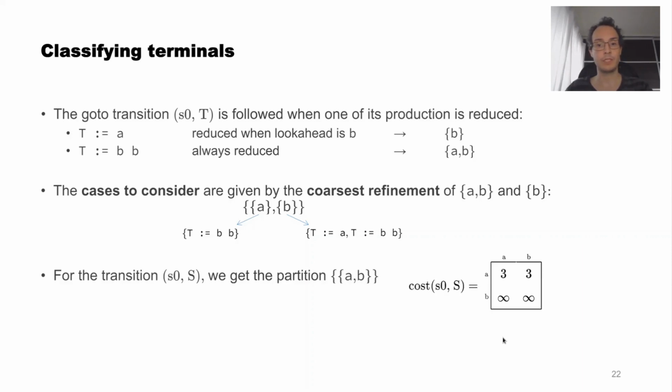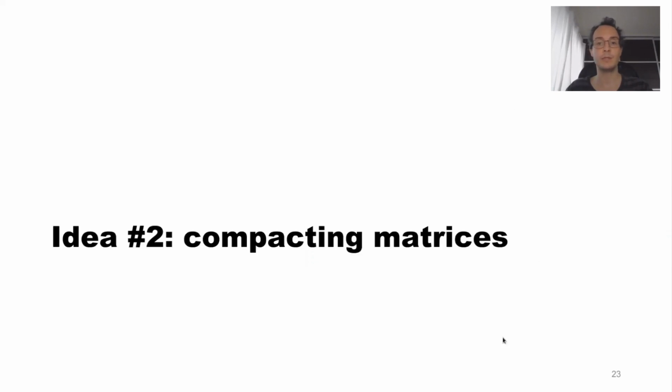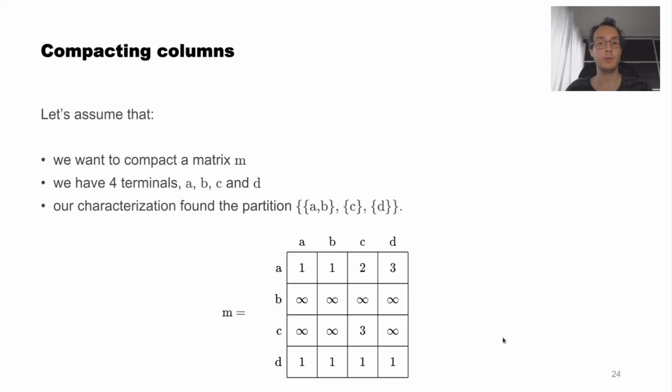This is sound with respect to the matrix we computed earlier. Both columns are equal, we didn't lose any information. So before even starting to compute the costs, we know what lookahead symbols need to be distinguished. This leads to our second idea, compacting matrices. In this example, we will look for a more compact matrix that keeps all the necessary information.